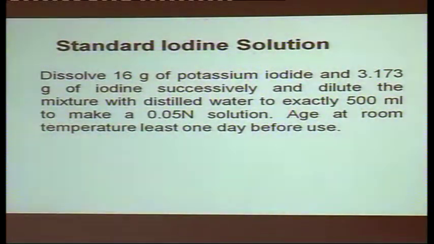16 gram potassium iodide and 3.173 grams of iodine successively and dilute the mixture with distilled water to exactly 500 ml to make 0.05 normal solution. Age at room temperature for 1 day before use. This is a standard solution.